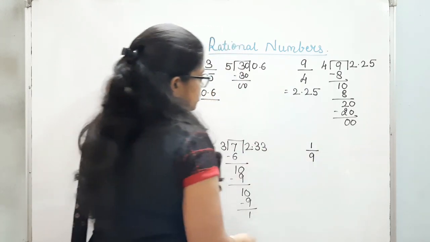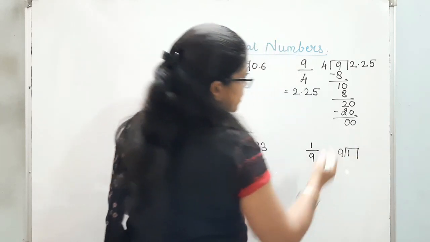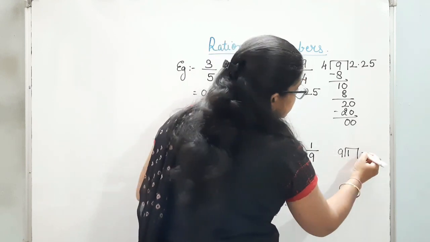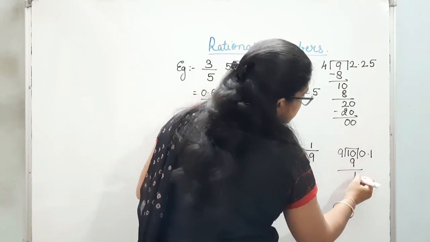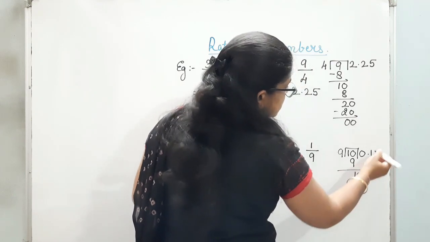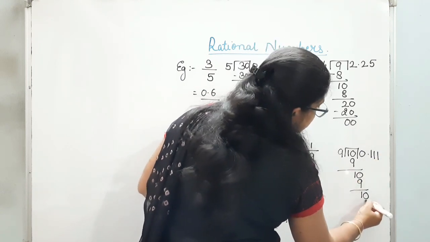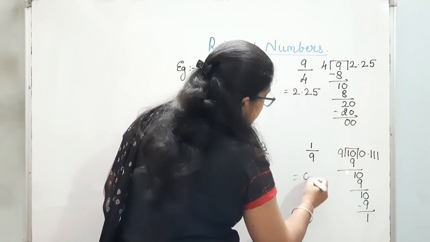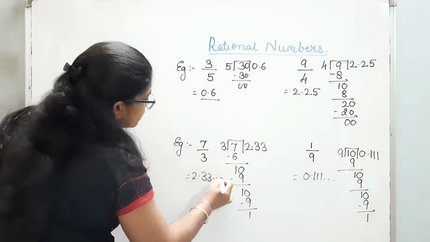So let us come to the next fraction. 1 upon 9. 1 divided by 9. It is 1 which is not divisible by 9. Let us put a decimal point. Add 1 zero here. 9 1s are 9. Remainder 1. Now again what we have to do? Add 1 zero. 9 1s are 9. Remainder 1. Again add 1 zero. 9 1s are 9. So again even this division will not get over. It will continue with this value. Even here 2.33 it will continue.